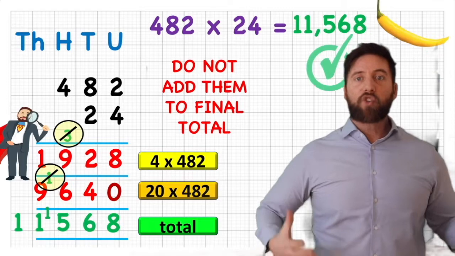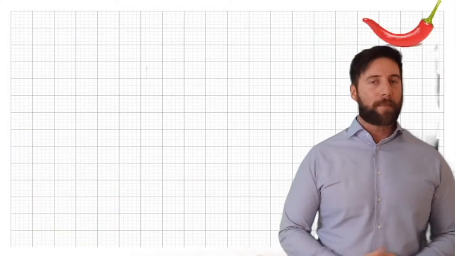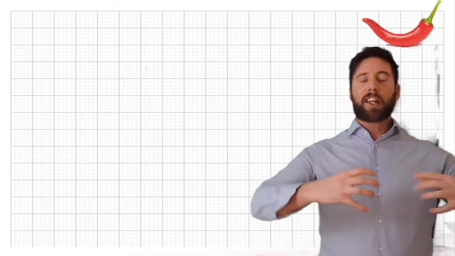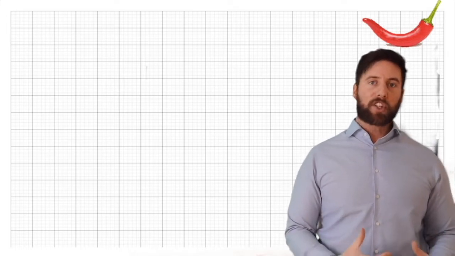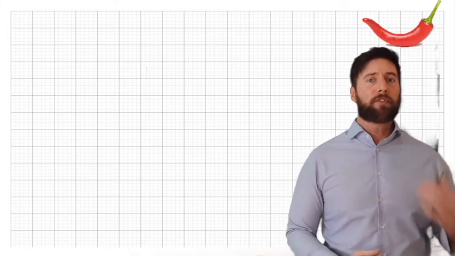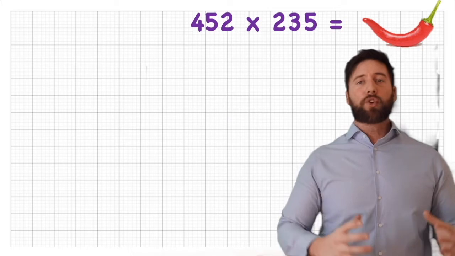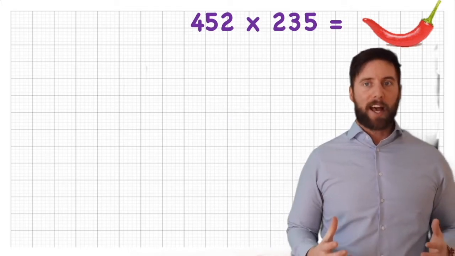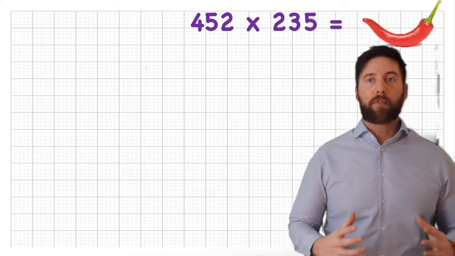Okay, final stage, our red chili challenge. Now we are going to make this harder this time because there's an extra element we need to understand, okay? So I'm going to give us the question, 452 times 235. Now these are huge numbers now, so we've got to be really careful and we've got to be really precise.